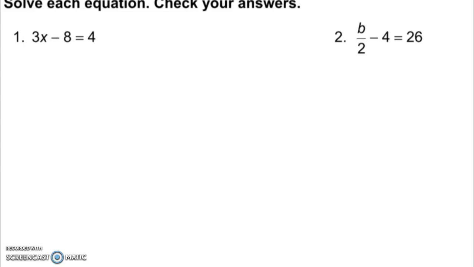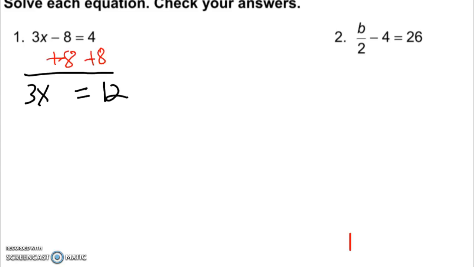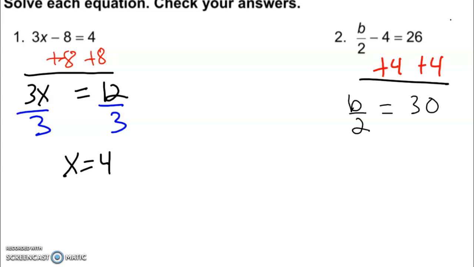Alright, let's take a look at number 1. First thing we're going to do is add 8 on both sides. 4 plus 8 gives us 12, and then divide by 3, and x is equal to 4. On number 2, we're going to add 4 on both sides, bring down the b over 2, and then multiply by 2 on both sides, and b gives us 60.